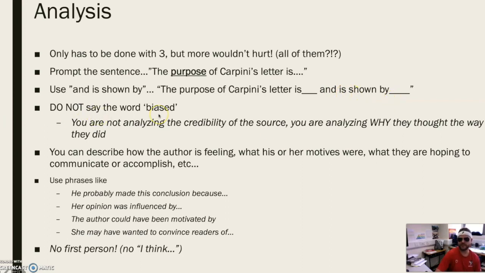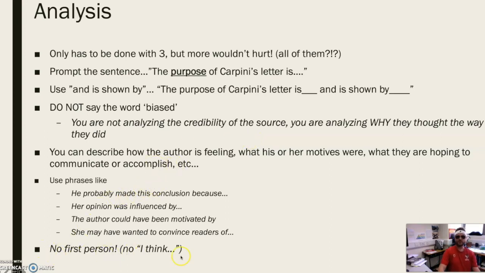Do not say the word biased, right? You are not analyzing the credibility of a source. You're analyzing why they thought the way they did. So there is a moratorium. You will lose a point in my class if you use the word bias. So just don't use it, all right? You can describe how the author's feeling though, what his or her motives were, what they're hoping to communicate, accomplish, etc. You can describe that.